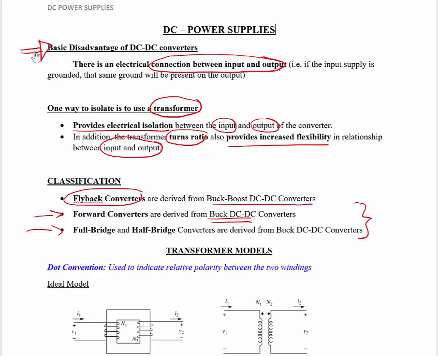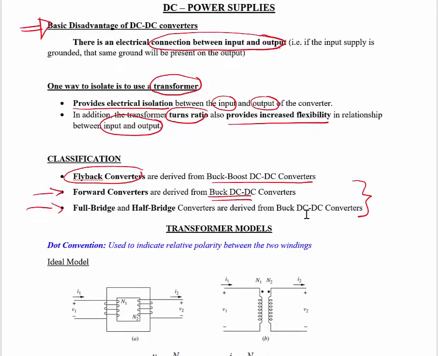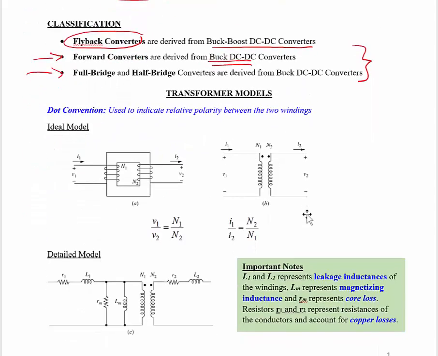Before we can do any analysis of the DC power supply, we need to take a very quick review of the transformer models, which we already know. So let's take a very quick overview of that. The first model we have over here is the ideal model. And don't forget, in transformers we are going to be using the dot convention to indicate the relative polarity of the two windings.